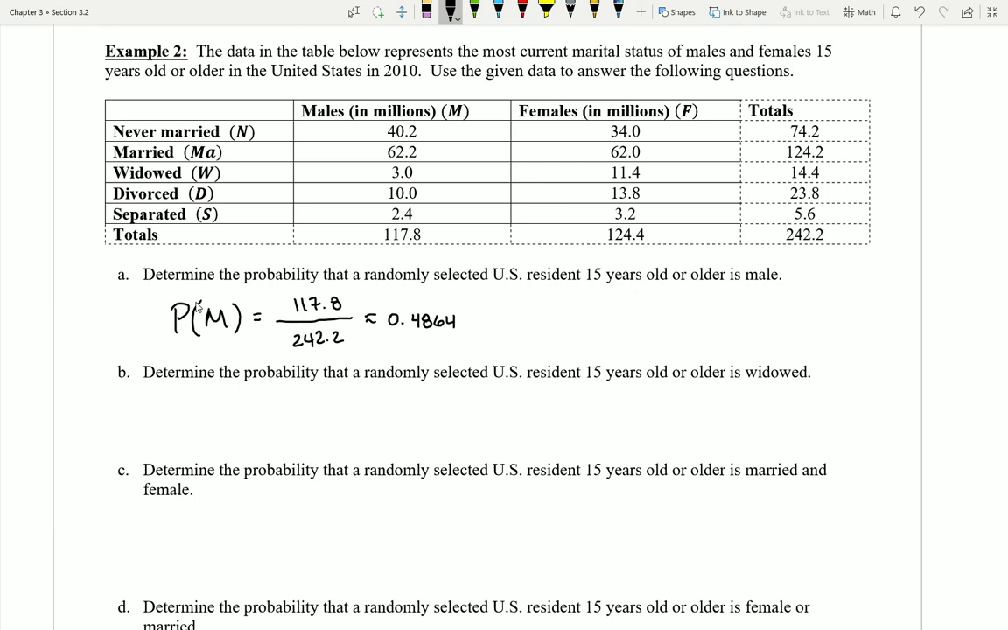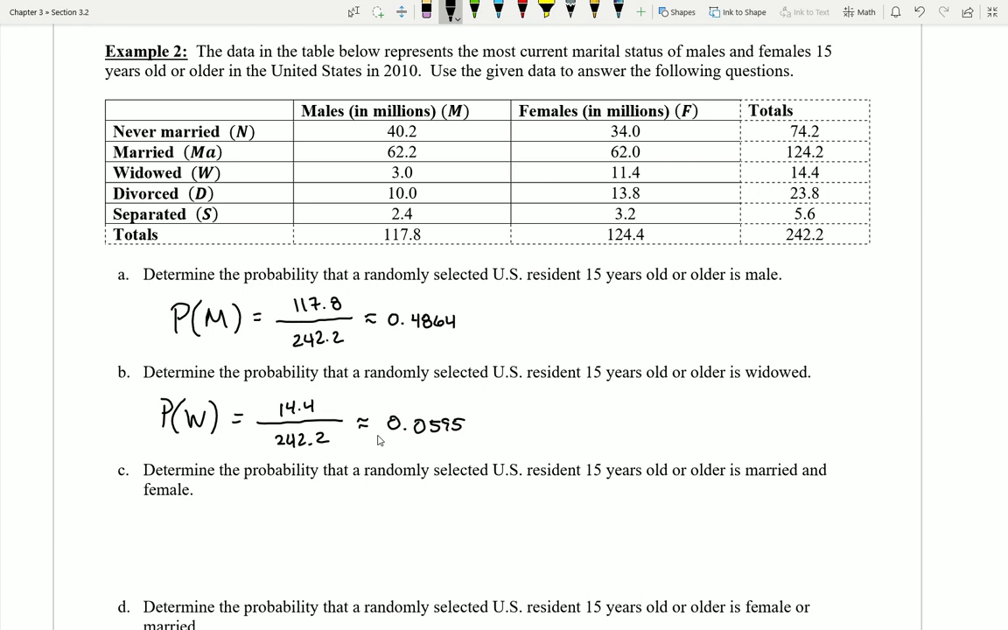All right, let's try part B. Determine the probability that the randomly selected U.S. resident is widowed. Okay, well that's again super easy. Probability that the person is W in the widowed category. So I say, again, there are 242.2 million people to choose from, and the chances that I pick the widowed person, well, let's see, there's only 14.4 million of those people, so the chances are going to be 0.0595. I think that's what you come up with if you crunch that out. So again, super simple. A lot of these probability questions are really straightforward.